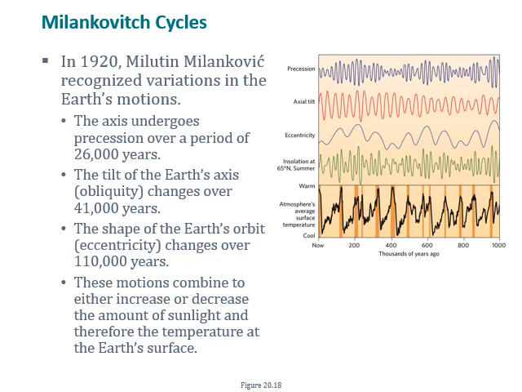Third, the shape of the Earth's orbit, known as eccentricity, changes every 110,000 years. These motions combine to either increase or decrease the amount of sunlight and therefore the temperature at Earth's surface. The figure on the right shows the variations in precession, tilt, and eccentricity over the same time scale, with their periods being different. It shows them correlated with changes in average surface temperature of the atmosphere.